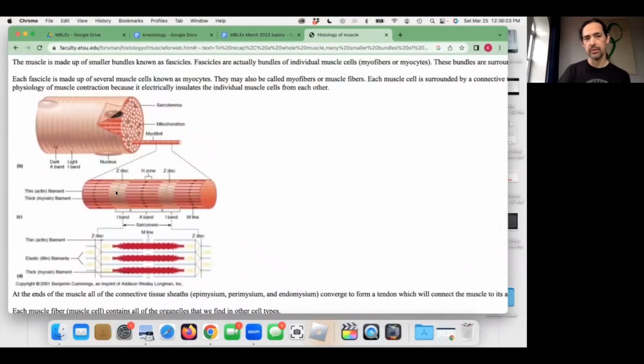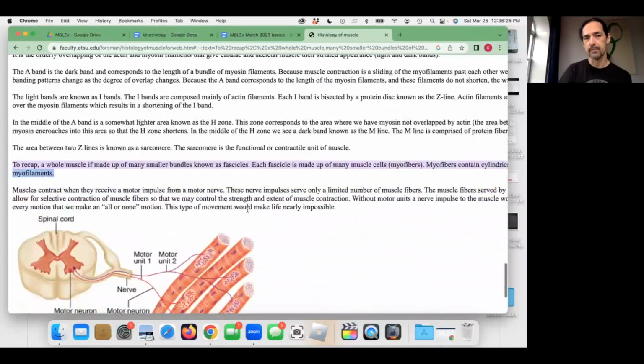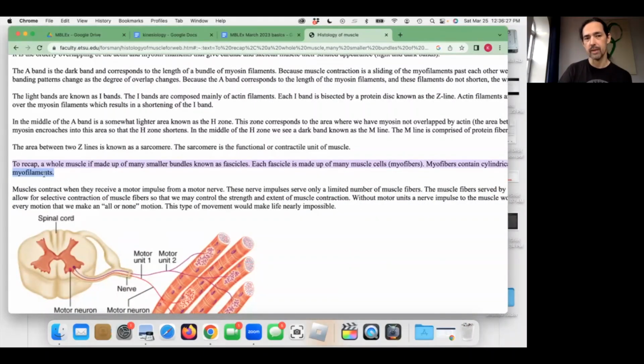And when you see this drawing of actin filaments and myosin filaments, and here we go, H zones and Z discs and M lines and A bands, those are in myofibrils. So myofibrils make up a muscle cell, myofiber. And inside the myofibril is myofilaments.